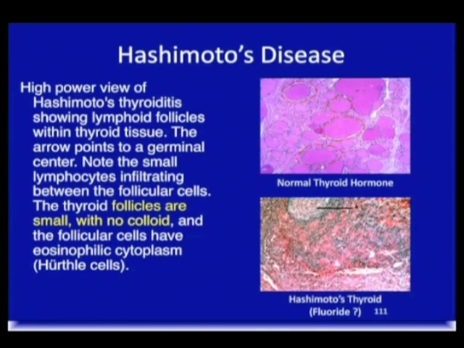Well, this description of Hashimoto's disease, which is felt to be an autoimmune disease, looks very much like what is described as the end result of fluoride. And thus, it appears that the upper photo is what a normal thyroid looks like, and the bottom photo is what a thyroid gland looks like after it's been exposed to fluoride.